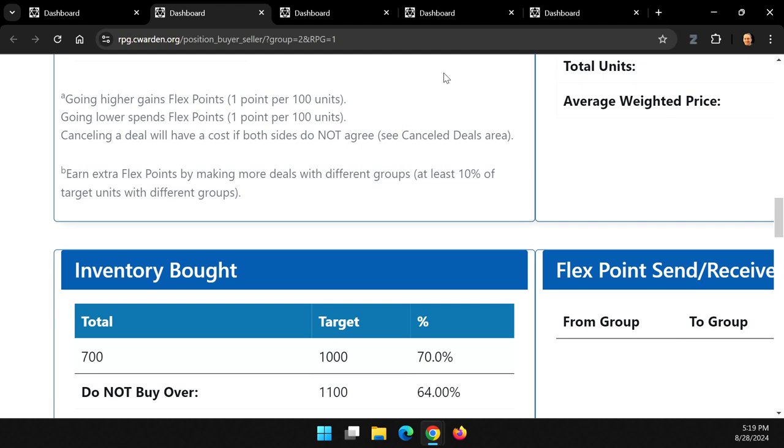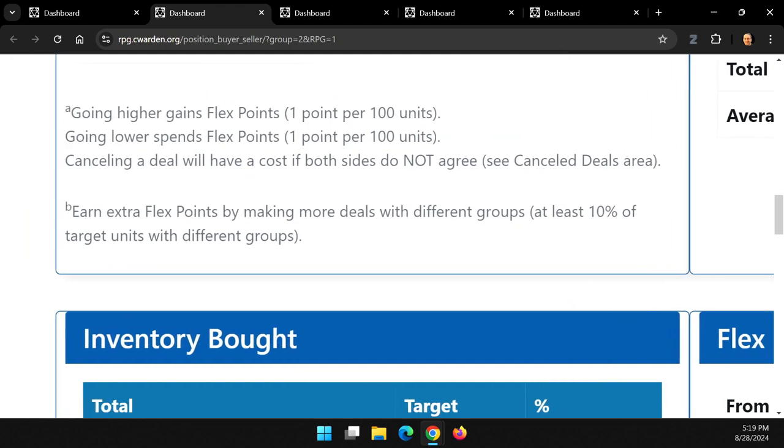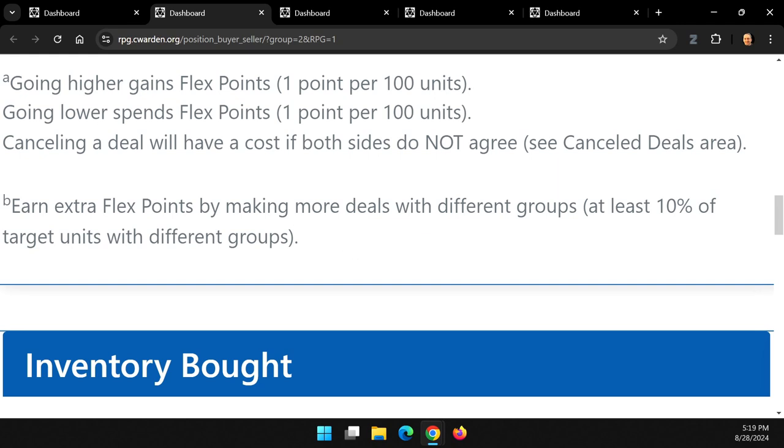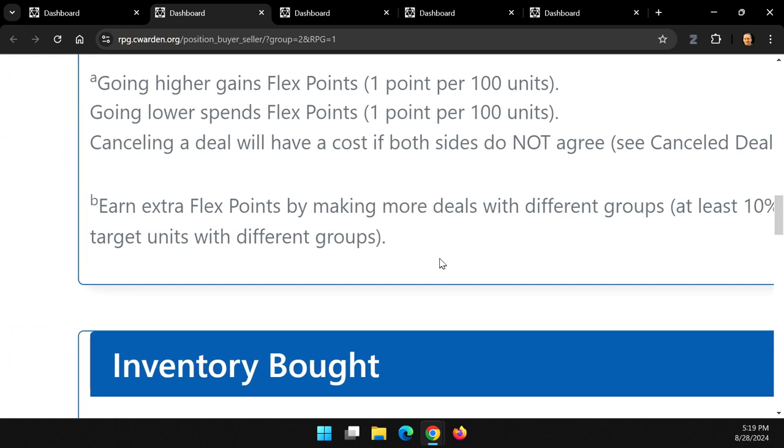Okay, let's take a look on our app here, and you can see this instruction. So you can see going higher gains flex points, 1 point per 100 units. Going lower spends flex points, 1 point per 100 units. And remember, you can cancel a deal, but the deal, if you cancel, may cost something depending on the situation, right? Little bit complicated.